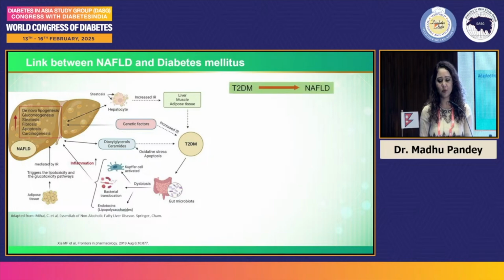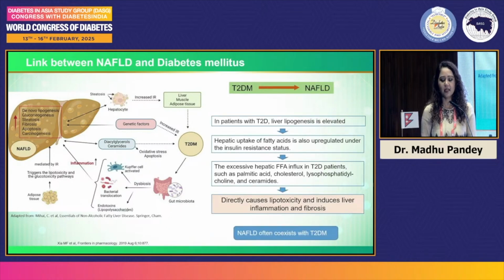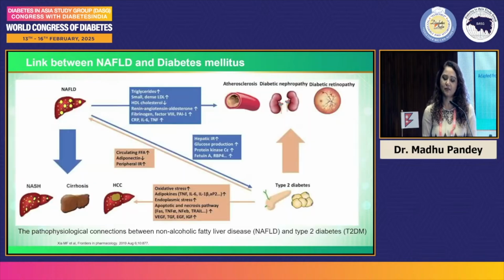When we have type 2 diabetes that is linked to NAFLD, in patients with type 2 diabetes, liver lipogenesis is elevated with hepatic uptake of fatty acids upregulated under the insulin resistance status, and with the excessive hepatic FFA influx in type 2 diabetes patients, such as palmitic acid, cholesterol, lysophosphatidylcholine, and ceramides, that will directly cause lipotoxicity and induce liver inflammation and fibrosis. NAFLD often coexists with type 2 diabetes. So there is a link between NAFLD and diabetes.